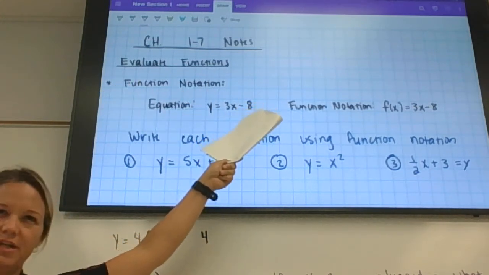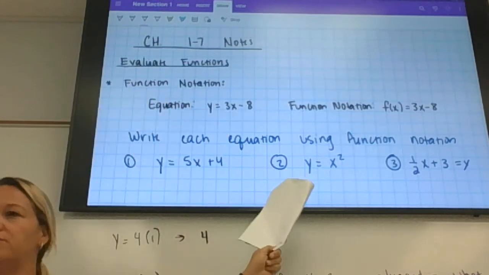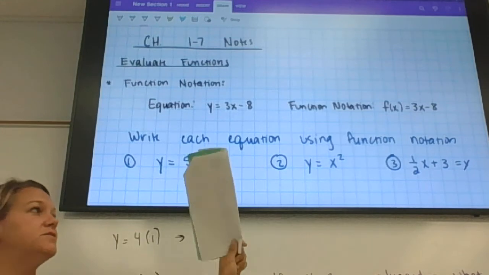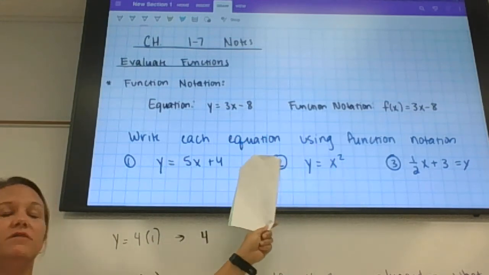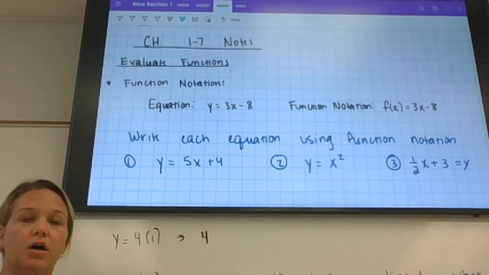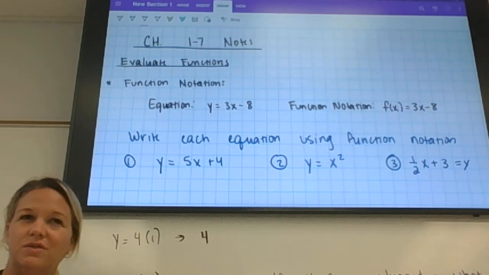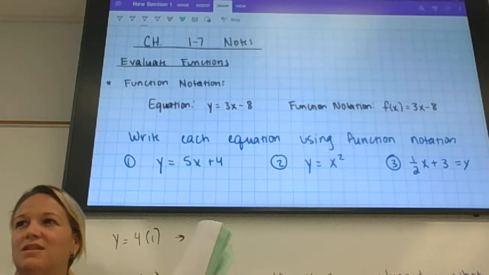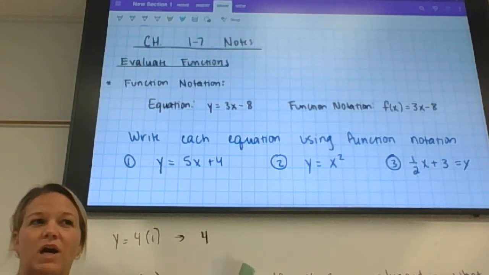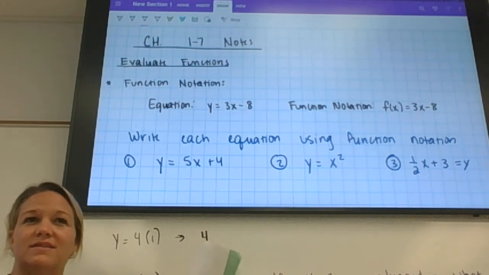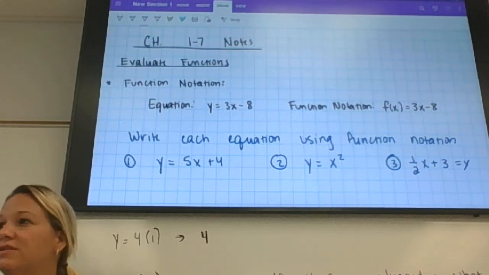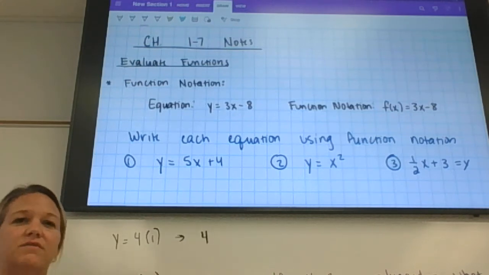Function notation. It's up to you how much you write of this. You need to do 1, 2, and 3, but if you want to write the whole thing out, that's your call. Do you guys know that y is the same as f of x? In any equation, you can take y out and put f of x in. The f stands for function, and the x is the variable in it.